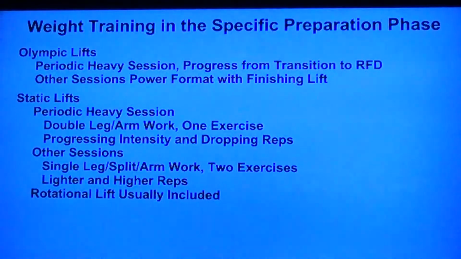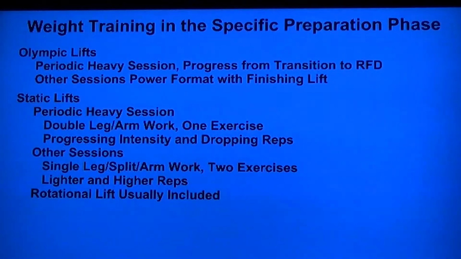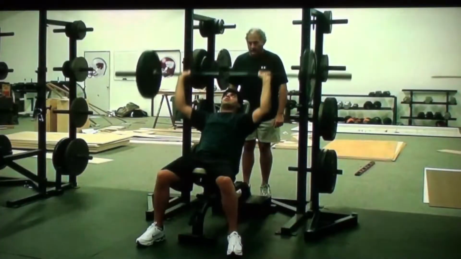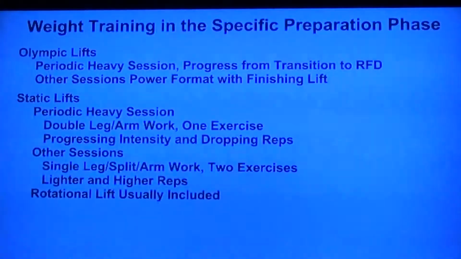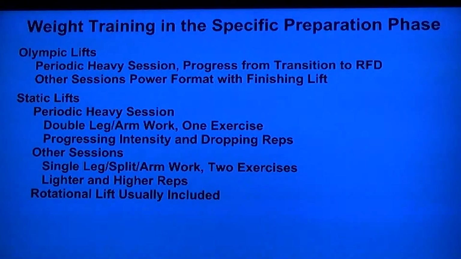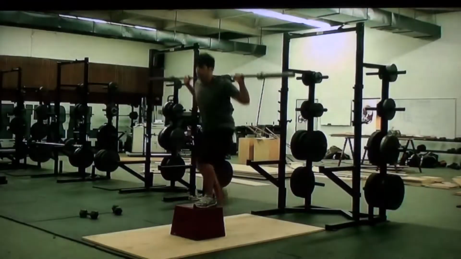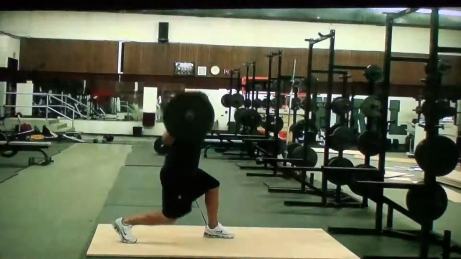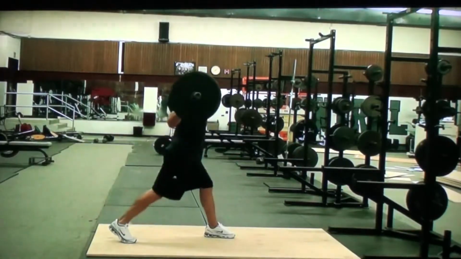In the static lifting program, every second or third session consists of double leg and double arm work, progressing in intensity as repetitions decrease. The other sessions employ less intensity, higher repetitions, and typically use 2 exercises. Single leg or single arm work is used in these sessions.